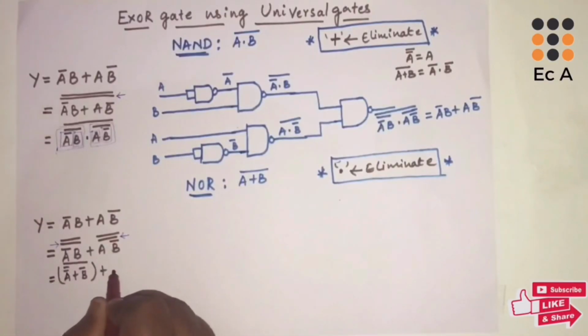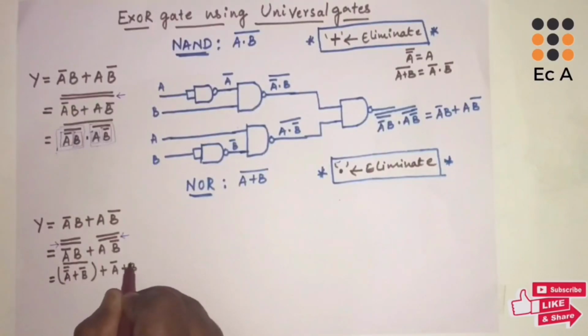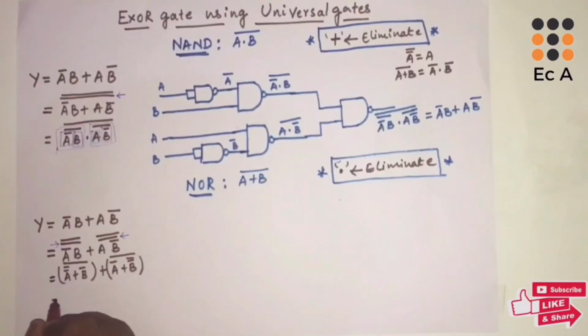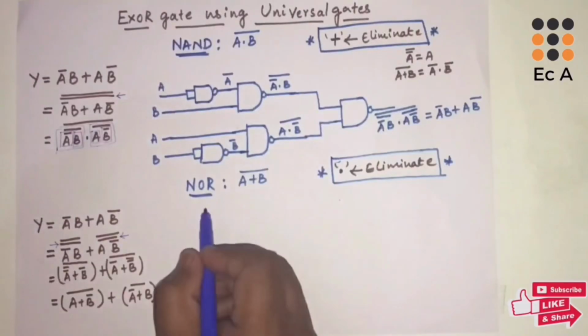plus A bar plus B double bar whole bar. Now we can write this expression as A plus B bar whole bar plus A bar plus B whole bar. Now it is easy for us to implement this using NOR gate.